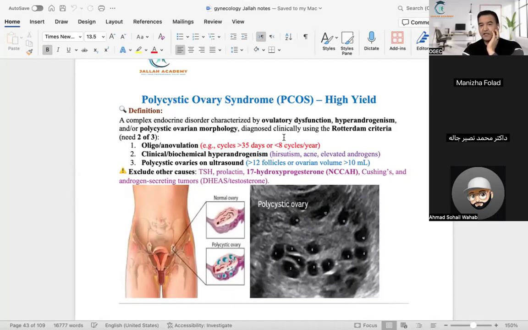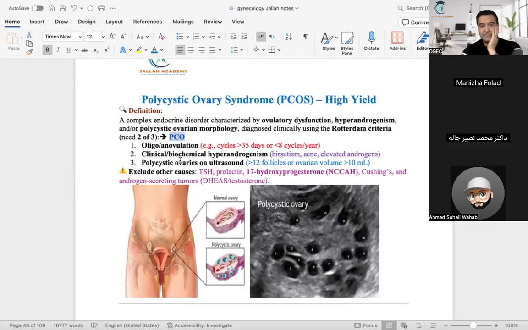Diagnosed clinically using Rotterdam criteria. Rotterdam criteria is the easy way to remember. I think I made a mnemonic for it, which goes as PCO. I think this way you can easily remember it. PCO. P stands for, let me change the color, make it bold.